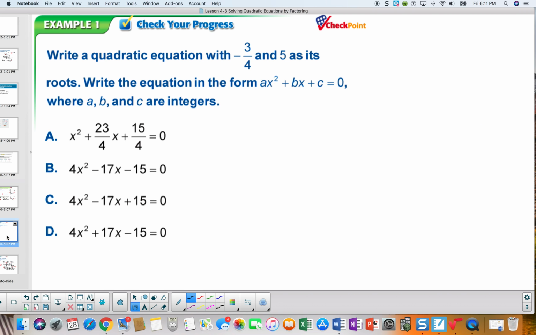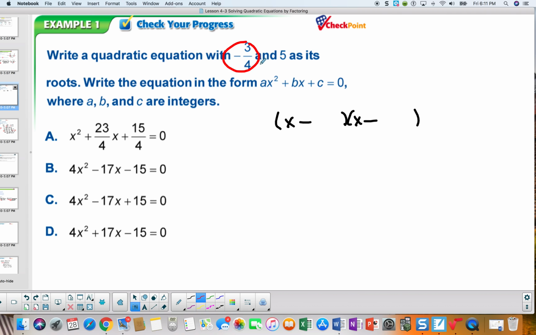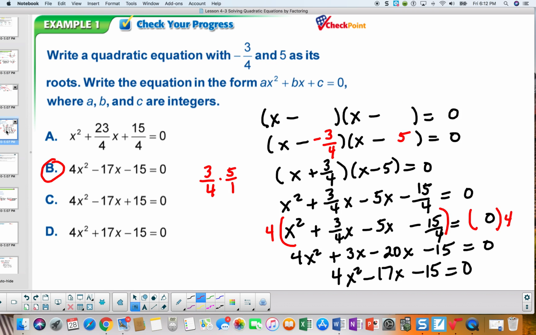Now you try. Pause and try to do the problem. My suggestion is that you start off with x minus, and then you're going to put the -3/4 right into here, the 5 right into here, and see if you can get through your algebra. And here is the answer.